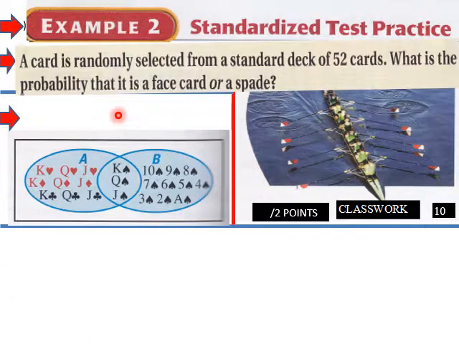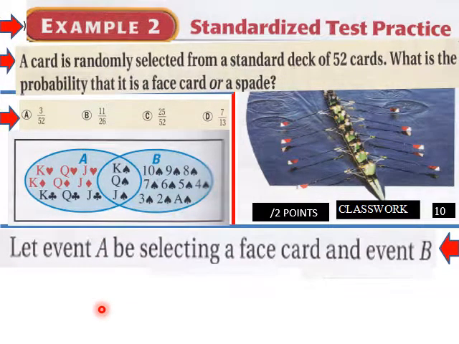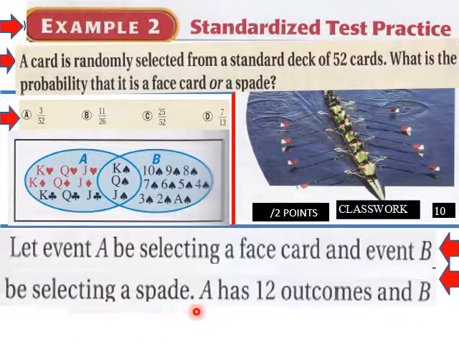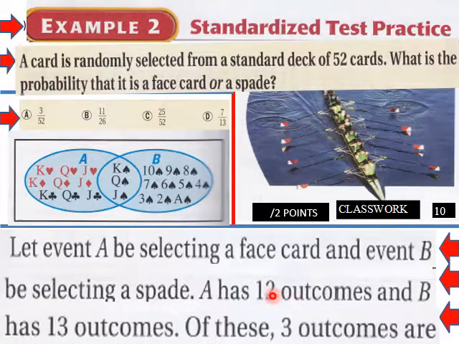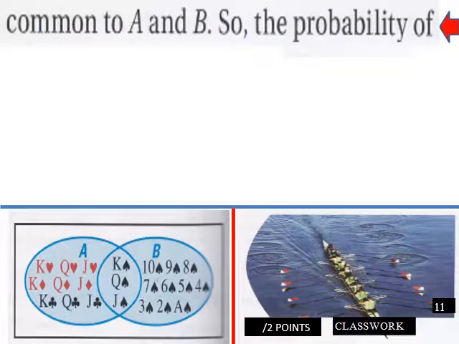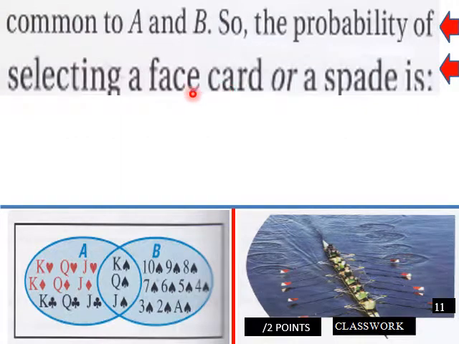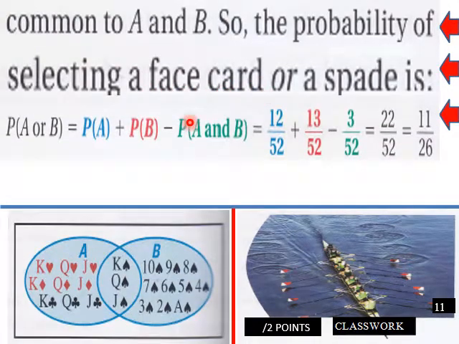Okay, our second example. A card is randomly selected from a standard deck of 52. What is the probability that it is a face card or a spade? This would be our situation here, spade or face card. So we've got king, queen, and jack. Face card or spade, and there are our possibilities up here. Let event A be selecting a face card and event B be selecting a spade. A has 12 outcomes and B has 13 outcomes. Of these, 3 outcomes are common to A and B.